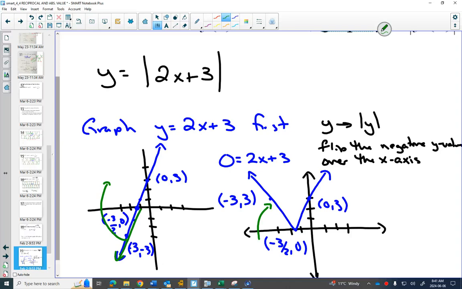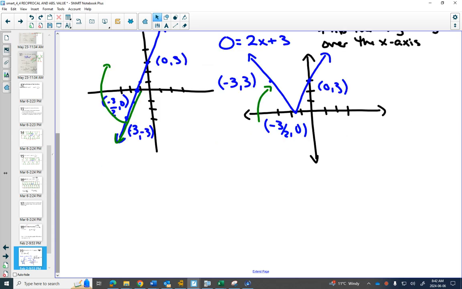Graph your original function first, then wherever the y values are negative, they're going to get flipped up over the x-axis and become positive.